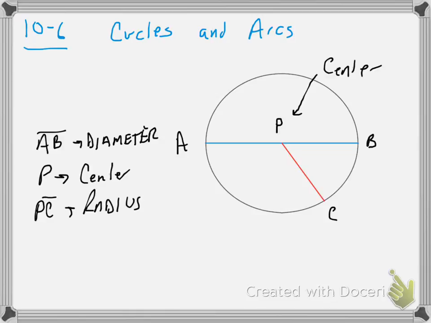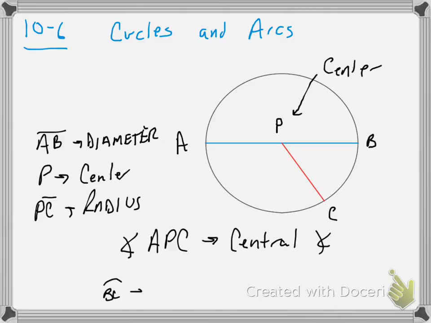When we start talking about angles, if it has the center in it, so angle APC would be what we call a central angle. Okay, and then when we're talking about arcs, let's take arc BC, we would consider to be a minor arc. And let's take arc BAC, which would be considered a major arc.